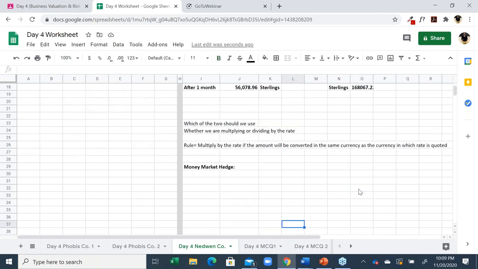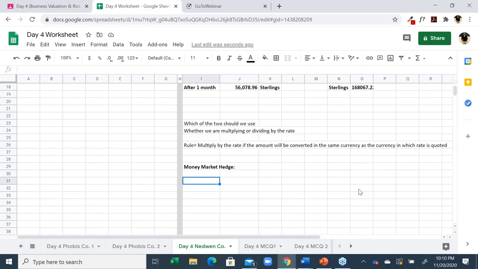Similarly, if we find out through a money market hedge exactly what we are going to receive in 3 months time, that means we have hedged our risk. The risk is gone because there are no variations expected. And let's now see how we can find out today exactly what we will be having in 3 months time.